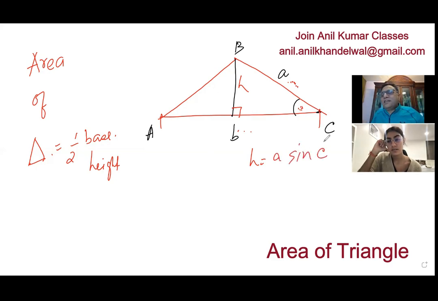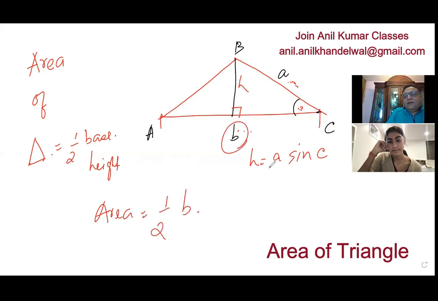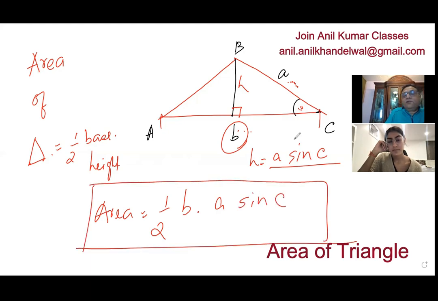Remember, sine is always less than 1 and height has to be less than hypotenuse. So we have to multiply A with sine C. It is an easy way of remembering. So the area of the triangle will be half of base, which is B, times A sine C. Very good formula to find the area of a triangle if you are given two sides and the included angle.